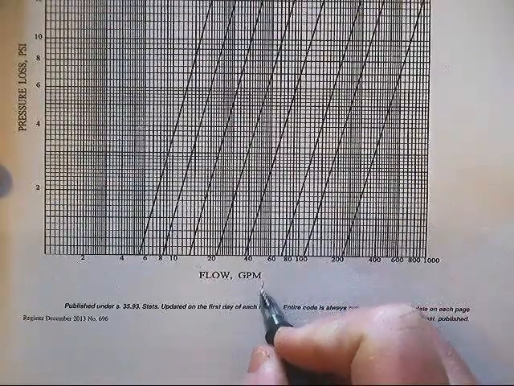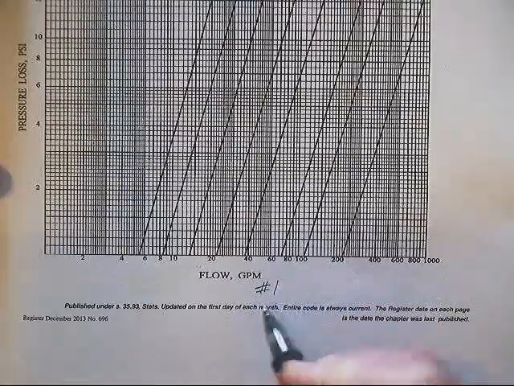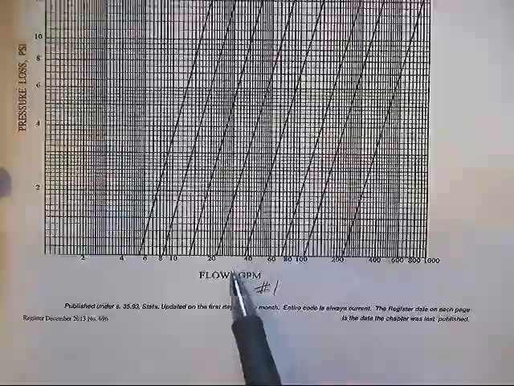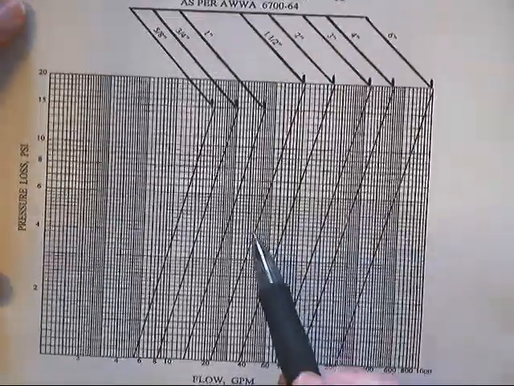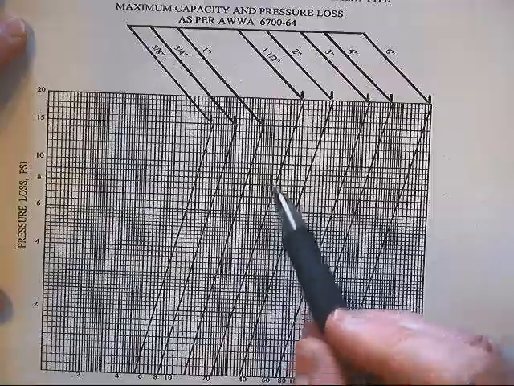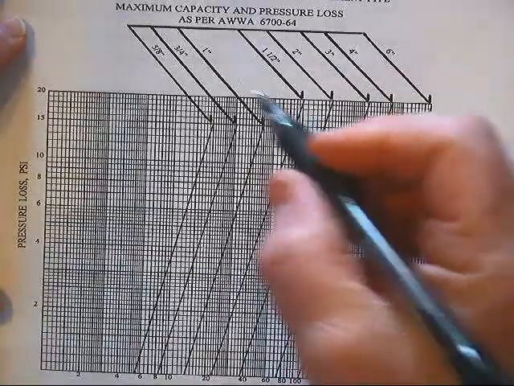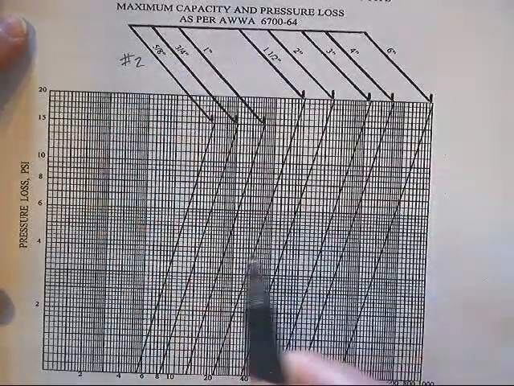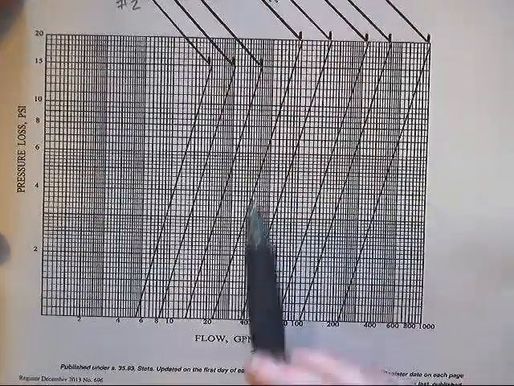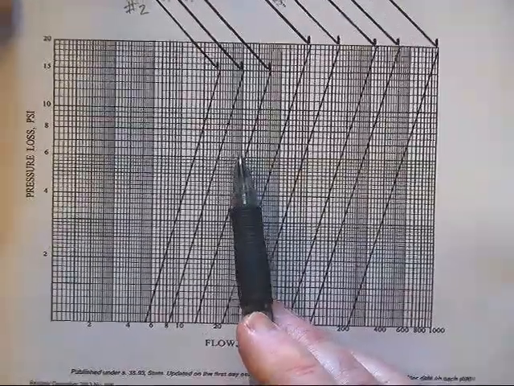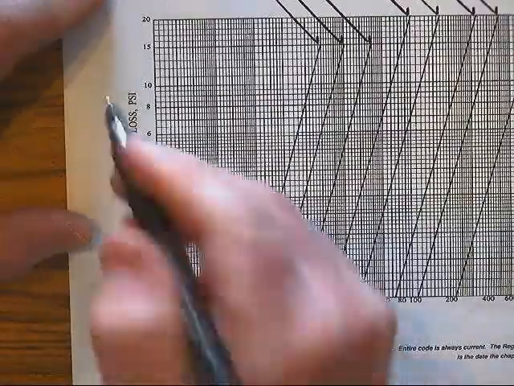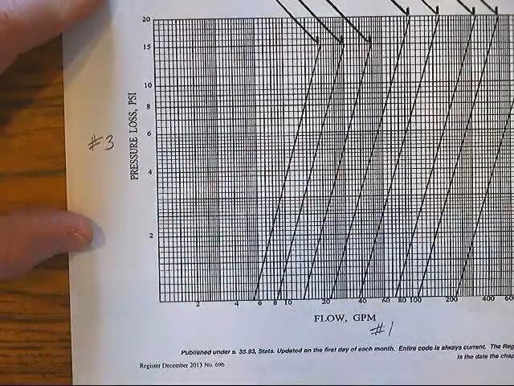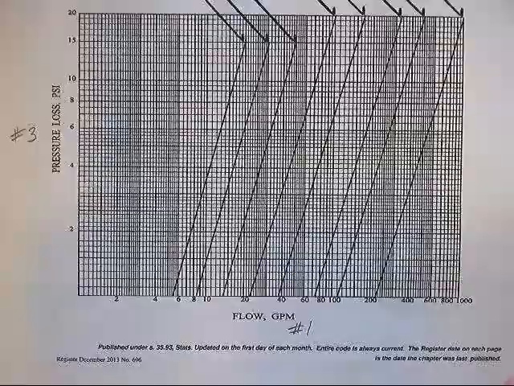We're going to start down here, step number 1, and insert the gallons per minute of our building. We're then going to read upwards until we intersect with the size meter that we're going to have. We'll call that step number 2. Once we've read from the bottom up into the intersection, then we're going to read to the left, and step number 3 will be to record the pressure loss through the water meter. So let's do that.